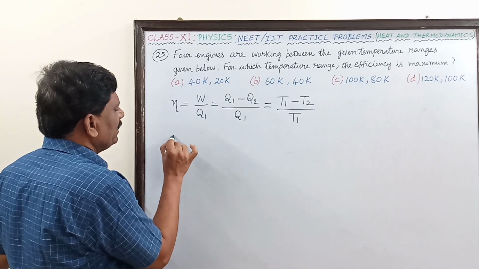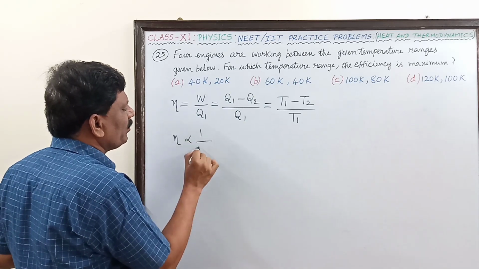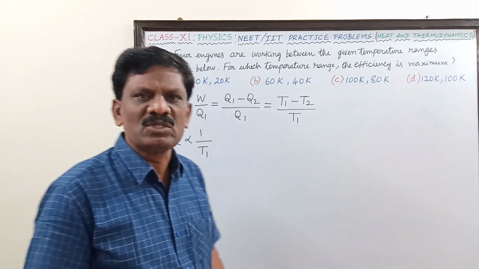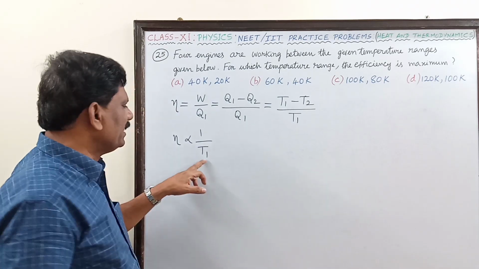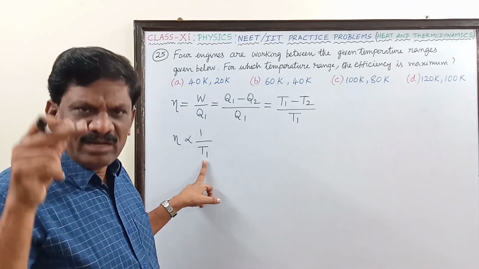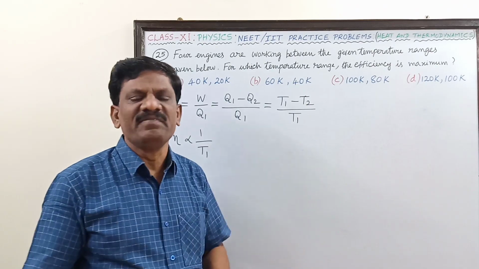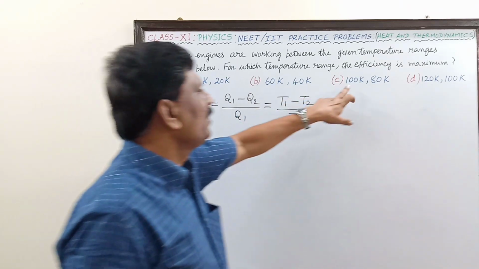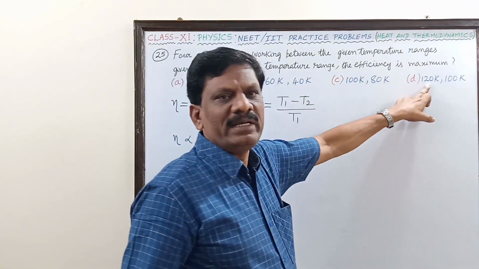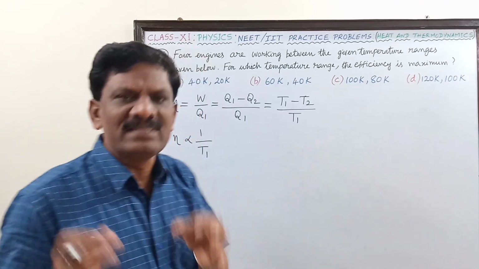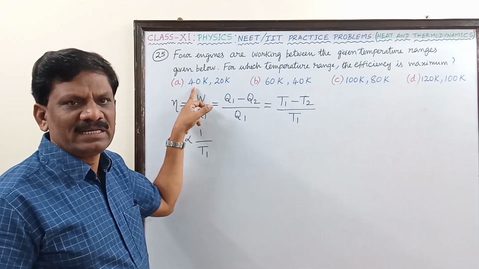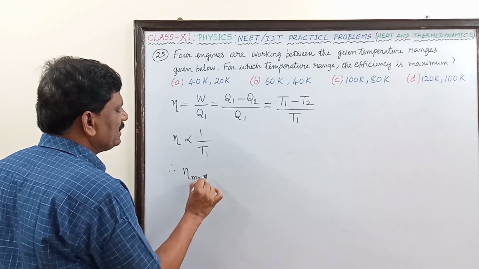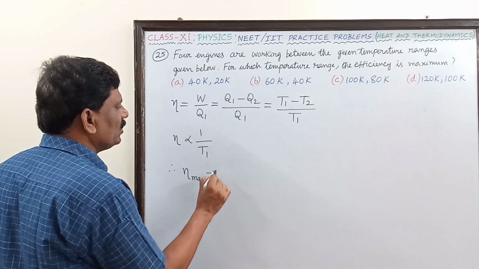So this efficiency is now inversely proportional to the source temperature. So if the denominator is the least, for that only the efficiency will be maximum. Okay, so 40, 60, 100 and 120. In which case is T1 the least? It is in the first case. Understand? Therefore, maximum efficiency is equal to the first case.